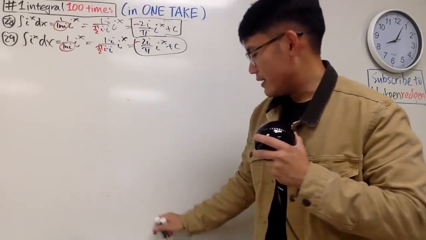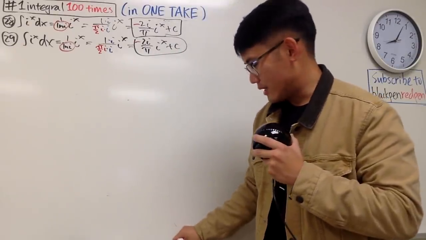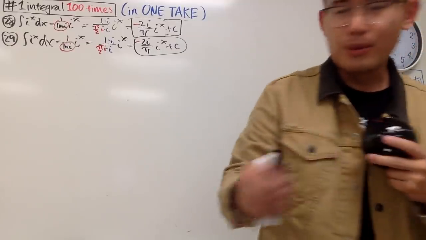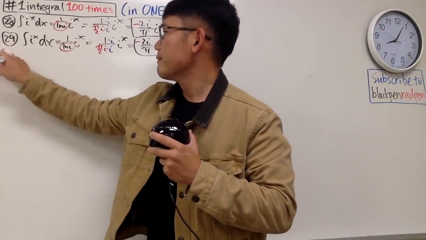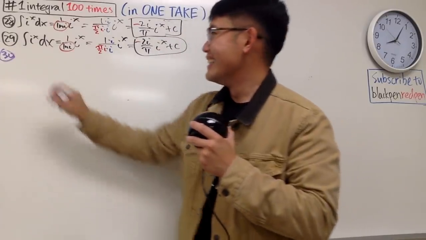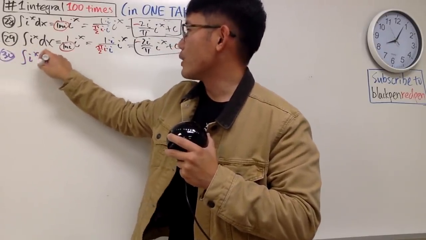Anyway, number 30. Now, let's see, how can I give you guys a special one? Maybe I use purple. Why not? Number 30. Ooh, purple, spooky.